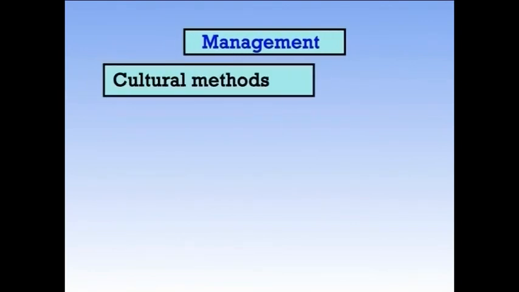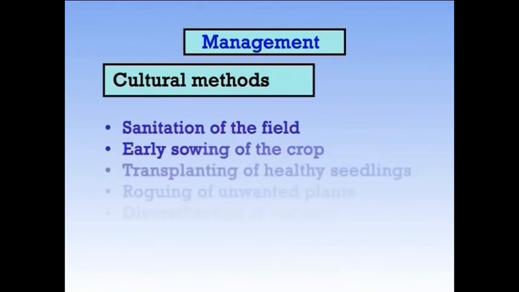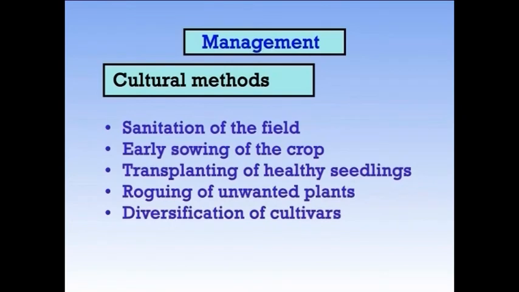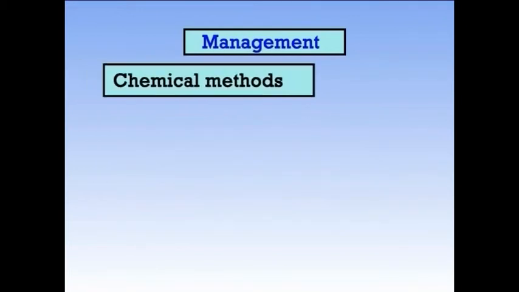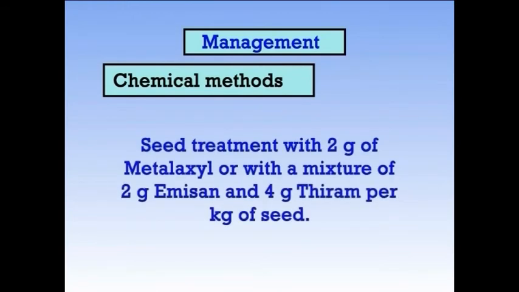Its cultural management strategy includes sanitation of the field, early sowing of the crop, transplanting of healthy seedlings, rouging of unwanted plants, and diversification of cultivars. Chemically, this can be managed by seed treatment with 2 grams of metalaxyl or with a mixture of 2 grams Emisan and 4 grams Thiram per kg of seed.